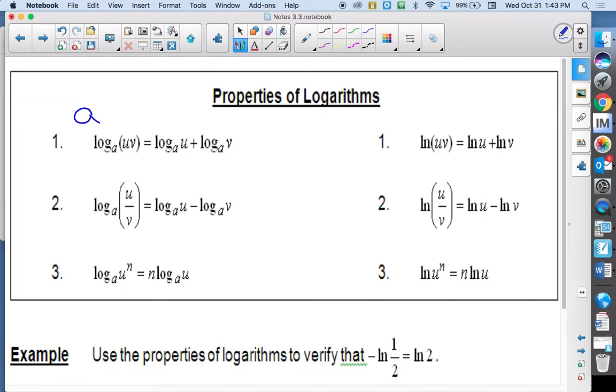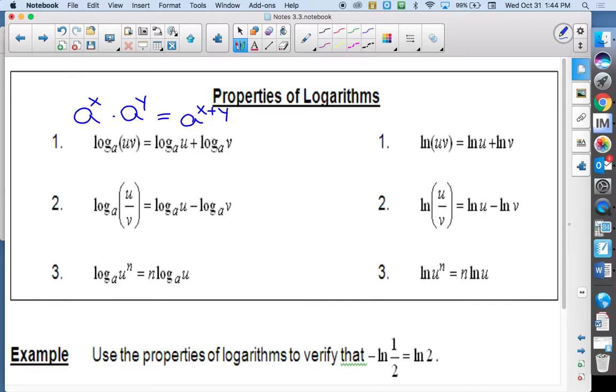So the first property of exponents we said, if you're multiplying exponents and the base is the same, to combine them together, you add the exponents. Well, because logs and exponents are inverses, the property of a log says if you are multiplying 2 values together with a log, you can expand it into 2 separate logs being added together. So the log of u times v can be expanded into the log of u plus the log of v.